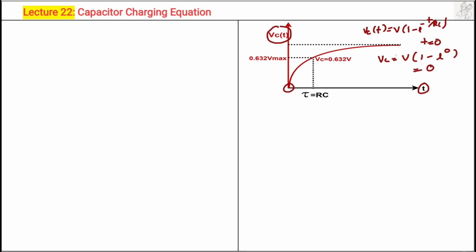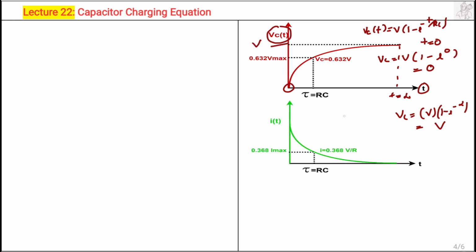So therefore we should start from 0, and at t is equal to infinity, when we put the value, Vc is equal to V times (1 minus e raised to power minus infinity). E raised to power minus infinity is 0. So therefore this becomes equal to V. Therefore the maximum value becomes equal to V.